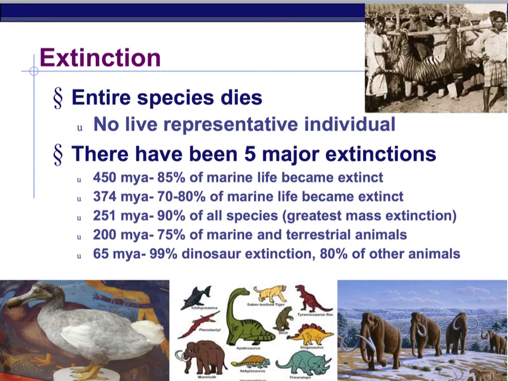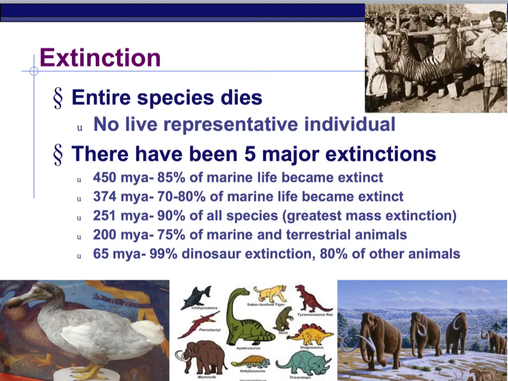Okay, so let's talk about extinctions. An extinction is what happens when an entire species dies. There is no living individual that represents that species. There have been five major extinctions throughout Earth's history, and they've affected different things. The first couple only affected marine life because that's the only place we had life. Nothing was alive on land yet.